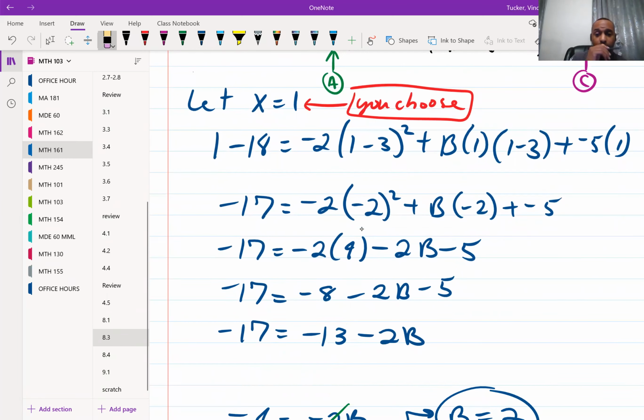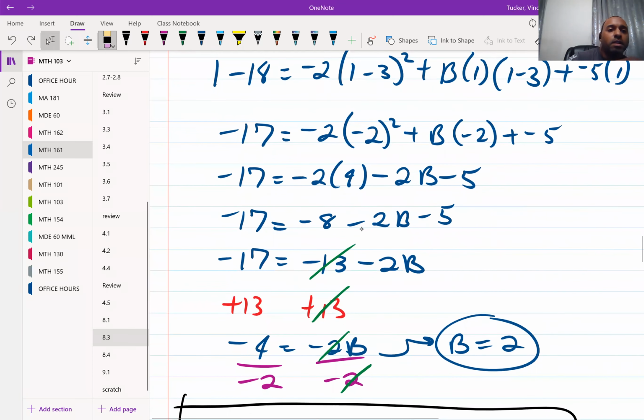Combine your like terms, -8 and -5 is -13. So I have -17 equal to -13 minus 2b. Add 13 to both sides. Now I have -4 is equal to -2b. Divide both sides by -2. B is equal to +2. So now we have a value for A, B, and C.